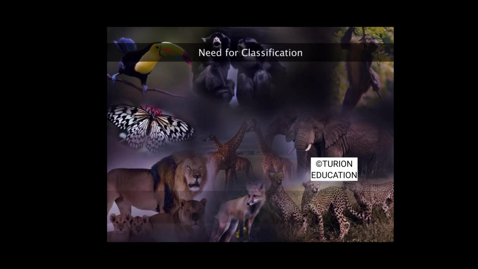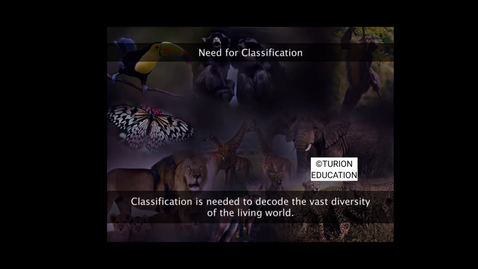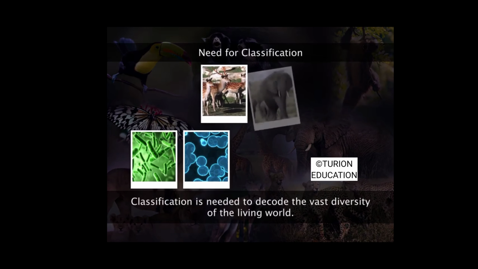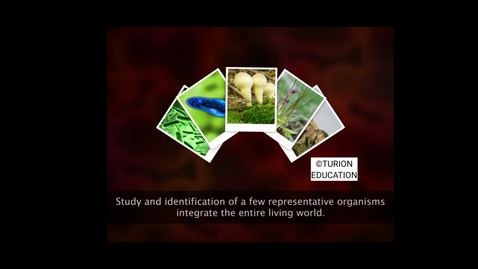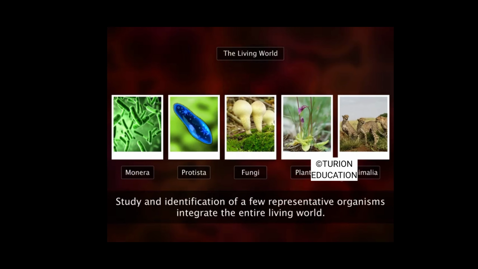In order to study the vast diversity of the living world, it is essential to classify and name each organism under various groups. Studying characteristics of a few representative organisms from each group gives a holistic view of the life existing on Earth.